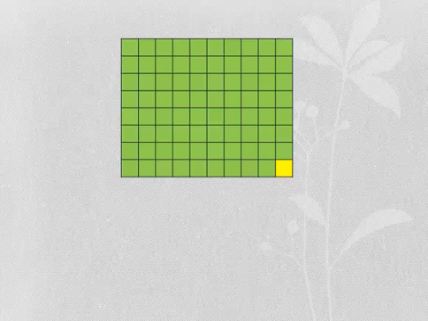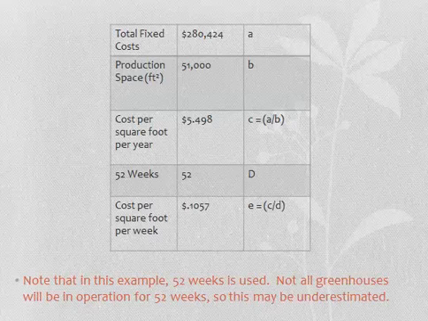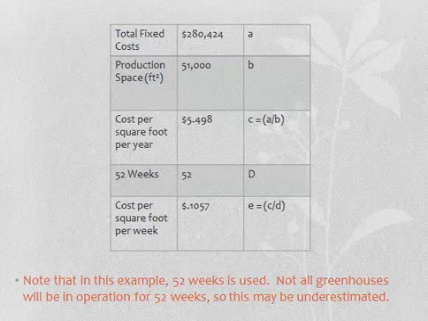So if you see here, if this green box were to be a 10 by 80 greenhouse or 100 by 80 greenhouse, we're looking at how much of the fixed cost can I attribute to that little yellow box in the bottom right hand corner per week, or how much does that yellow box cost me per week to operate. To do this, we take the total fixed cost, divide it by the production space, and then divide it by the number of weeks per year.